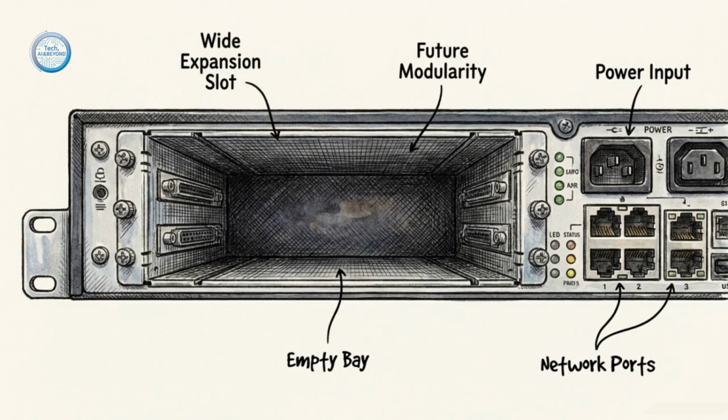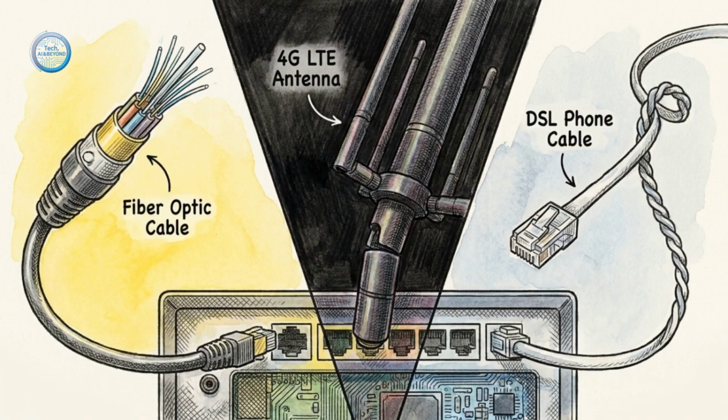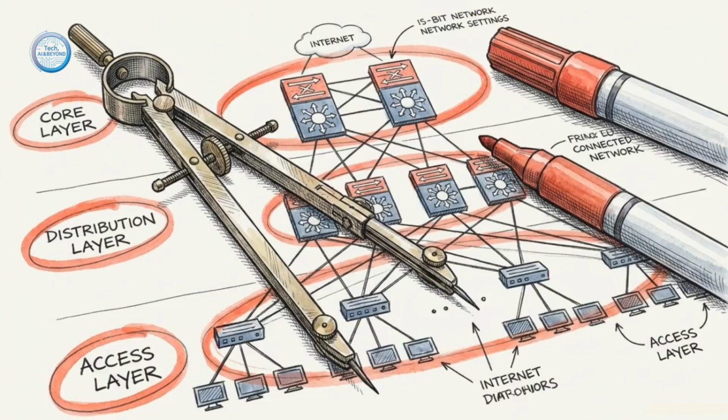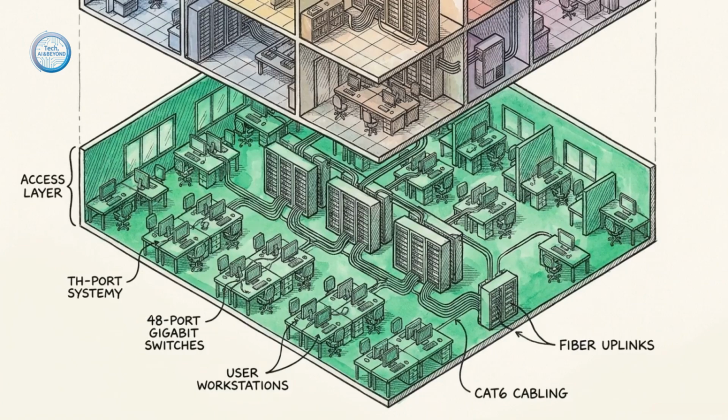Furthermore, true routers offer physical media diversity. They natively accept specialized inputs like fiber, LTE, or DSL interfaces, hardware standards that campus switches do not support. This establishes a clear, strict architectural rule. At the access layer, deploy pure Layer 2 switches to provide high-density connectivity for end users.